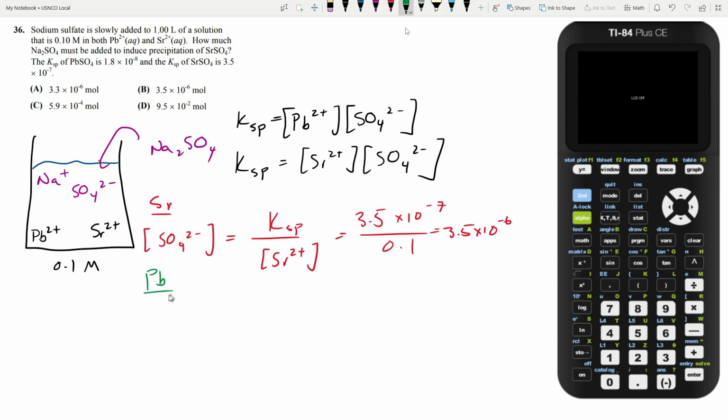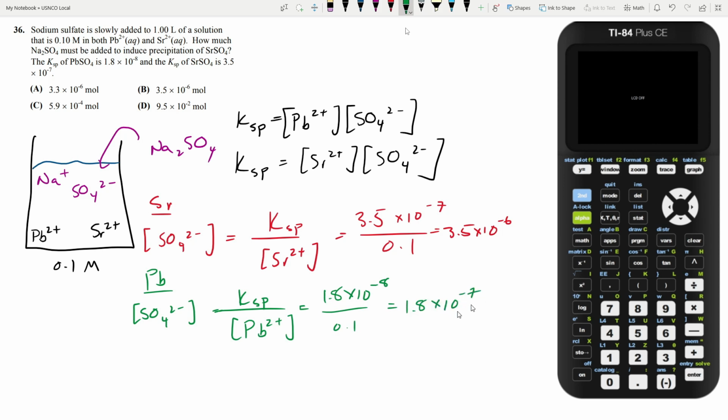So for lead, the equation is practically the same, except now you're looking at the Ksp of the lead sulfate reaction, and it's divided by the concentration of the lead this time. So this is going to be 1.8 times 10 to the minus 8 divided by 0.1, which is 1.8 times 10 to the minus 7th. Now here's where the problem lies. This value is a lot smaller than that value, which means that it's going to take a lot less sulfate added in order to start precipitating the lead. In fact, you need a lot less. It's a whole order of magnitude.